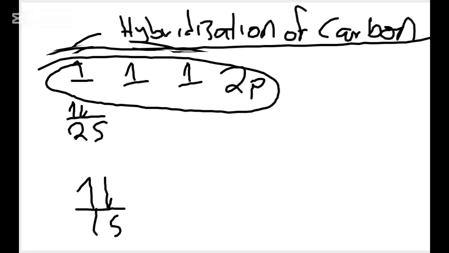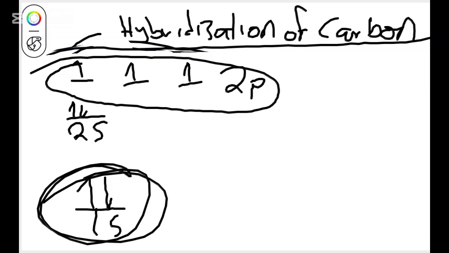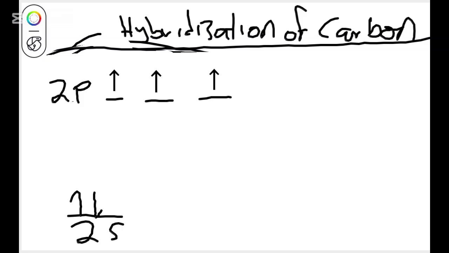So let's say this is the energy axis, and we have 1s here. Suppose we have 2s at this energy level, and also we have 2p here. Carbon has 4 valence electrons. Now, when carbon forms sp3 hybrid orbitals, it uses all its 4 orbitals.